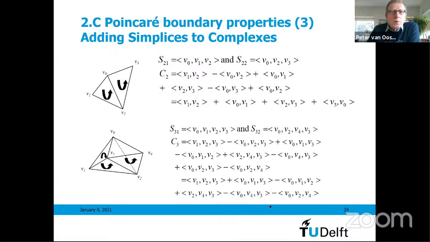Now we can make simplicial complexes by adding neighbor simplices. So, for example, by adding two triangles, this triangle and this triangle, S21 and S22, then the complex summation of both. If we look at the boundaries, so the first one has three boundary edges, and the second one has three boundary edges. But in the result, we have four edges, and that makes a lot of sense.